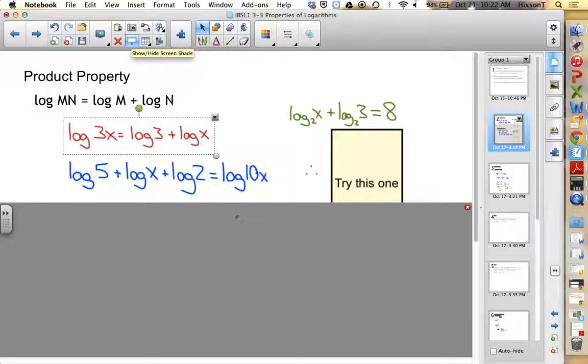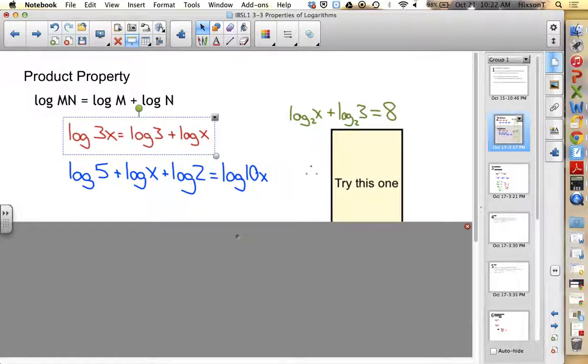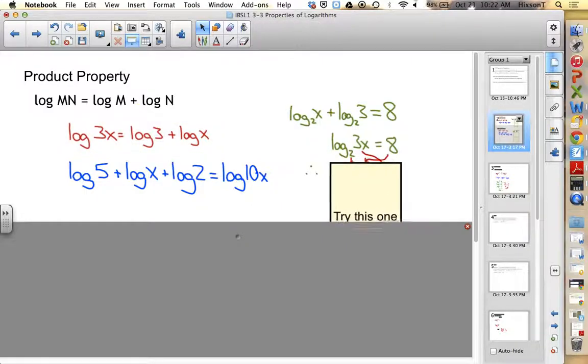So, let's try this. If I have the log base 2 of x plus the log base 2 of 3 equal to 8, if I were trying to solve this equation, the first thing I would want to do is just get one logarithm on the left-hand side. So how could I rewrite the left-hand side? Log base 2 of 3x. Very good. The log base 2 of 3x.